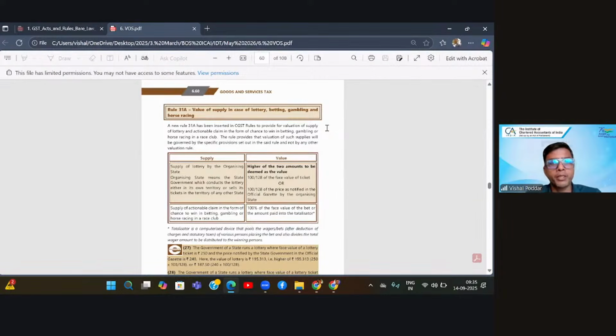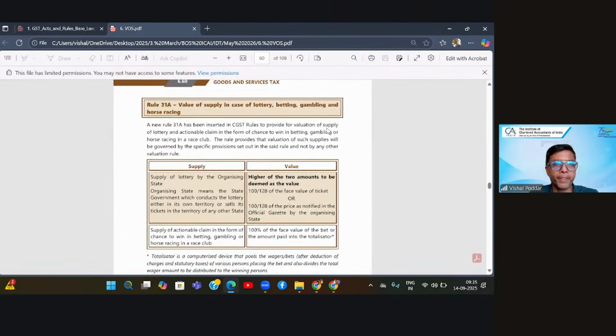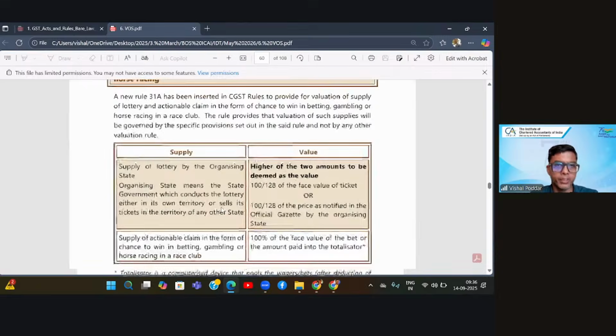Now students, once we have completed up to this, now we come to the specific rules. Specific means rules which are applicable to one-off cases. Now these rules, many of them are added in the past 1 or 2 years considering some recent scenarios. So let us go to these rules one by one. So first is Rule 31A, value of supply in case of lottery, betting, gambling and horse racing. Correct? Please read the table.